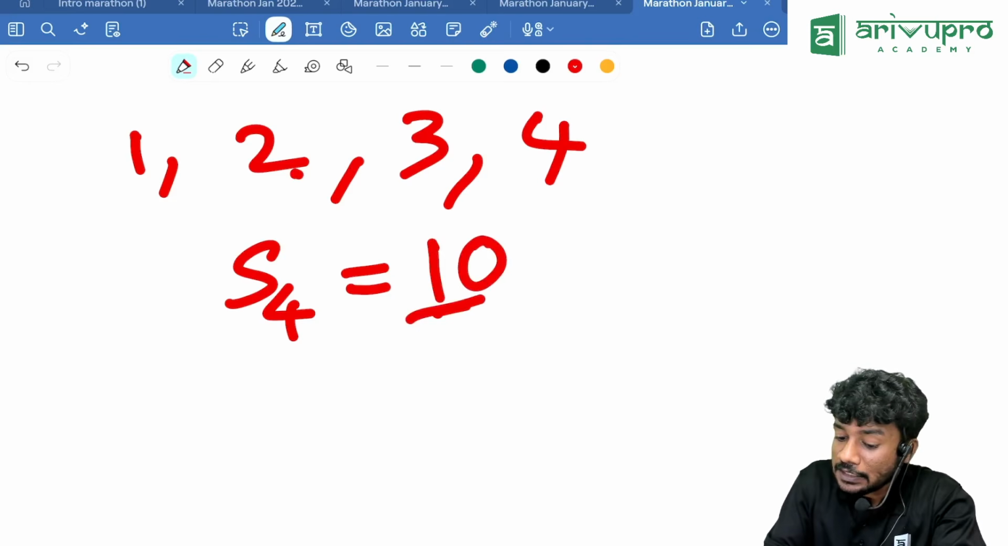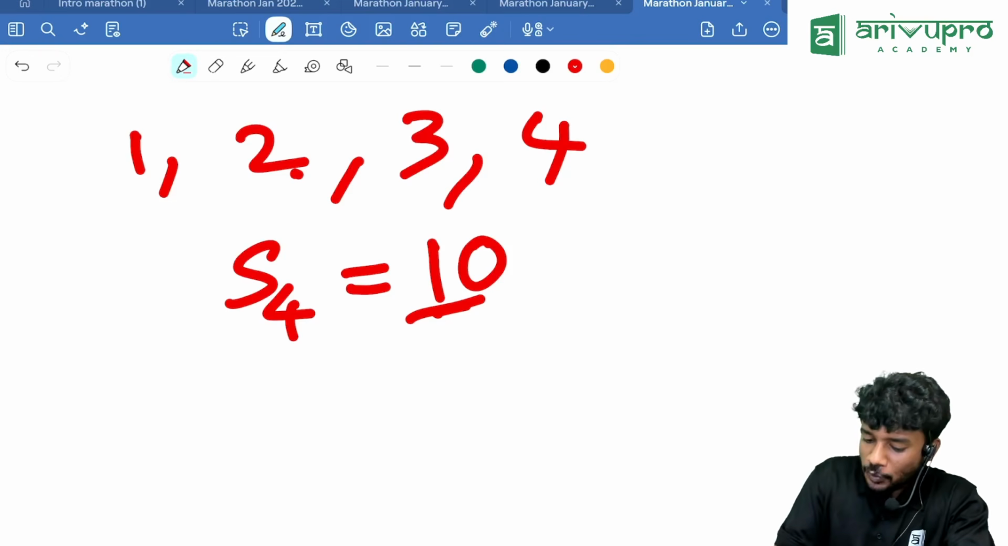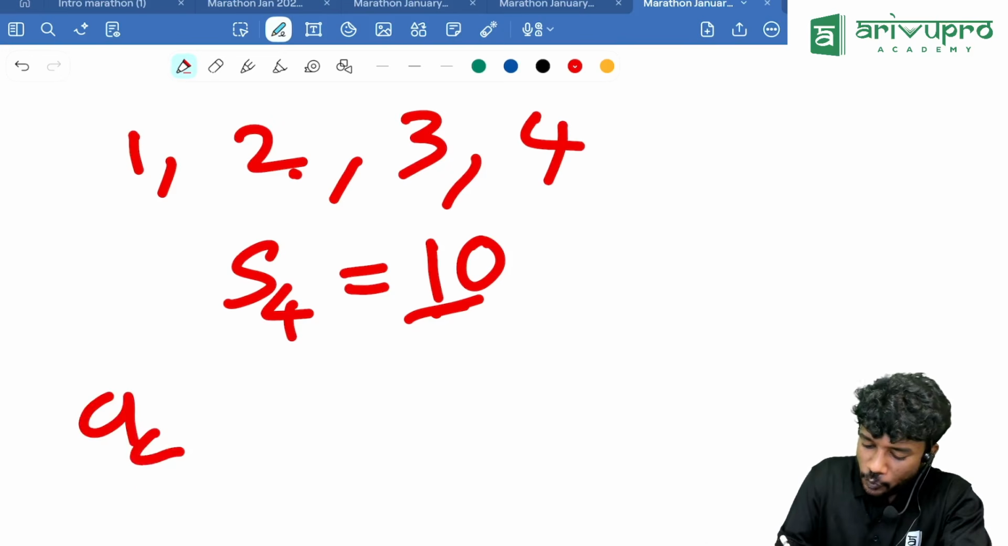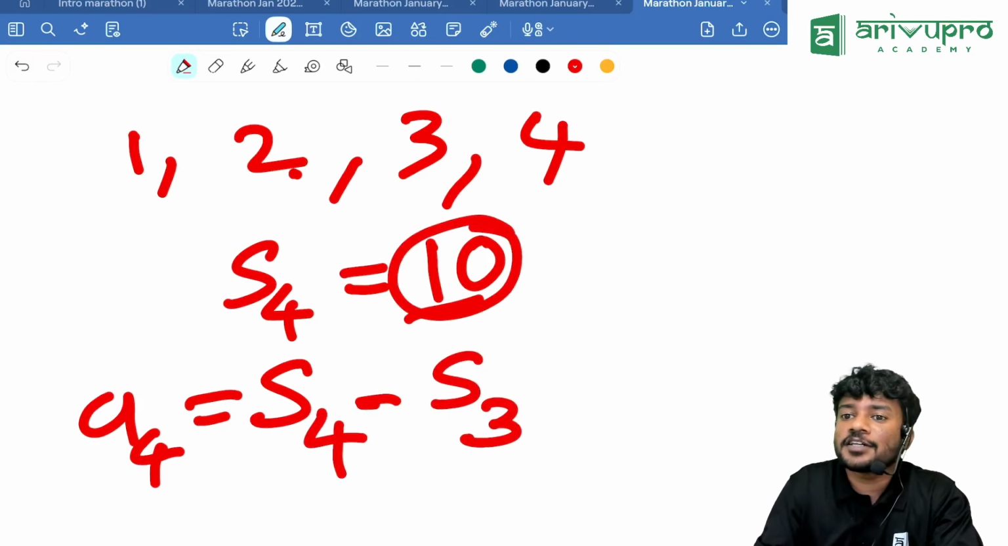I need to find the fourth term. We know that the fourth term is 4. So in order to find the fourth term, A4, I can use a method: sum of 4 terms minus sum of 3 terms. Sum of 4 terms we already got. That is how much? 10.